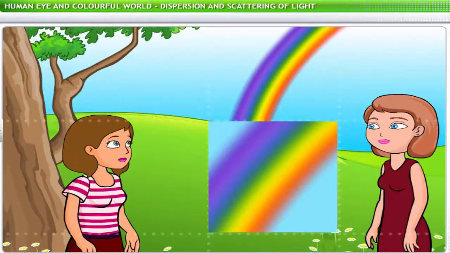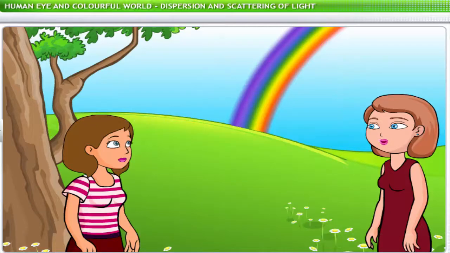Rainbow. Yes, it's very beautiful. In fact, the legends of many cultures see the rainbow as a kind of bridge between heaven and earth. Really? Well, that's an interesting idea. But science has figured out the secret of rainbows.